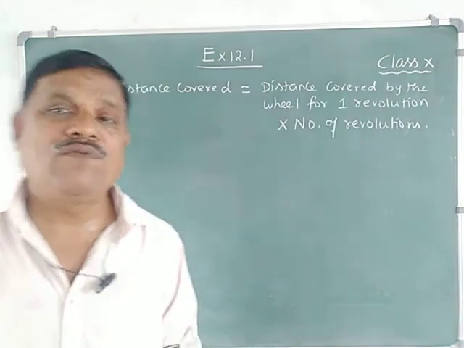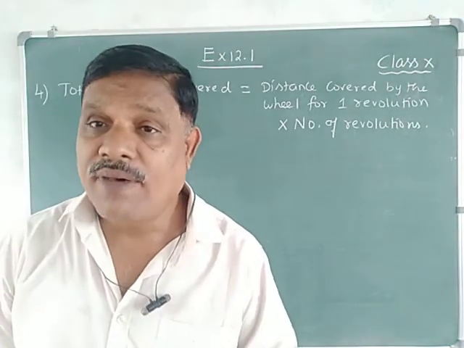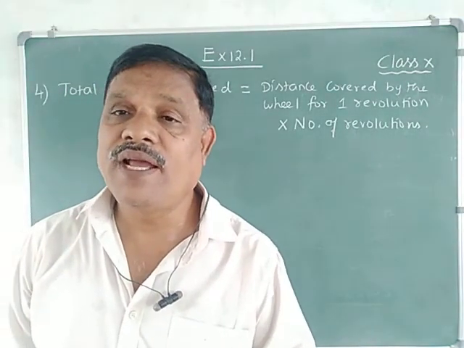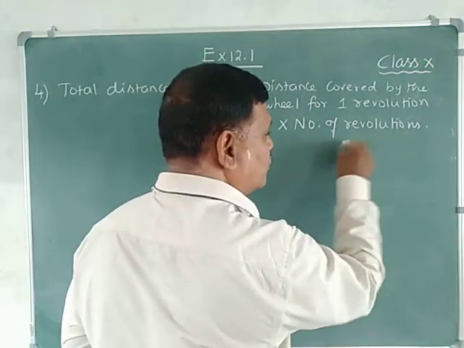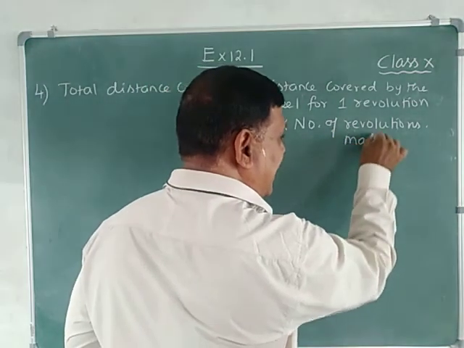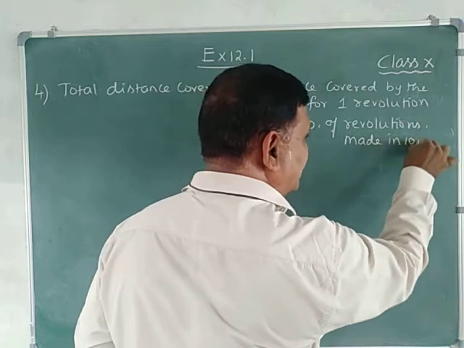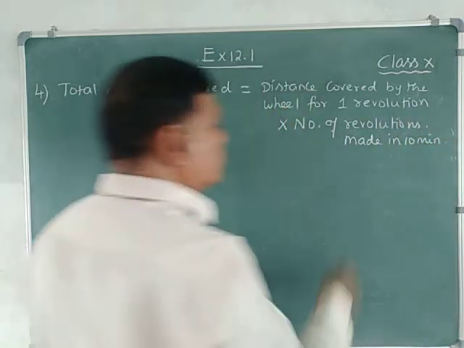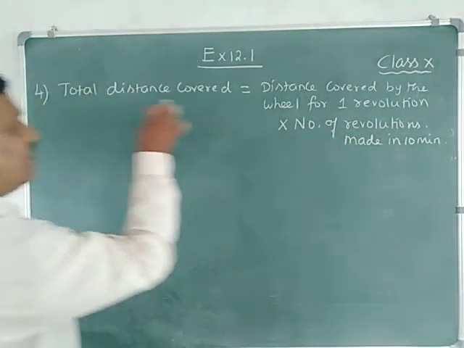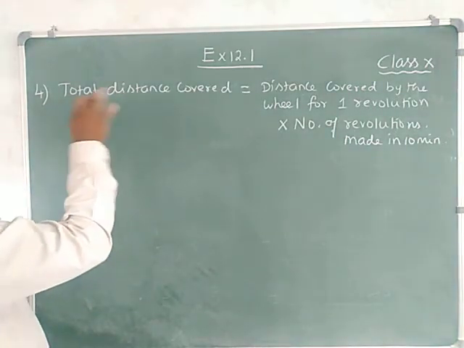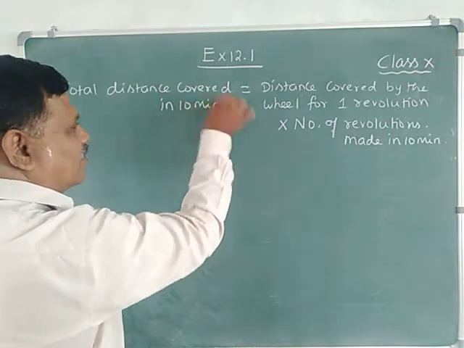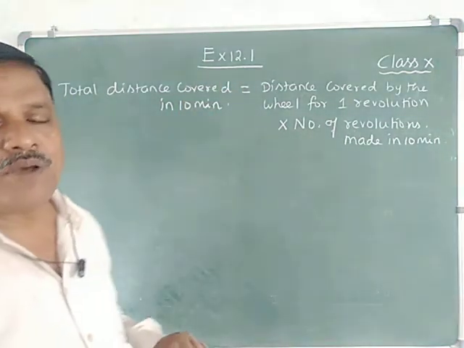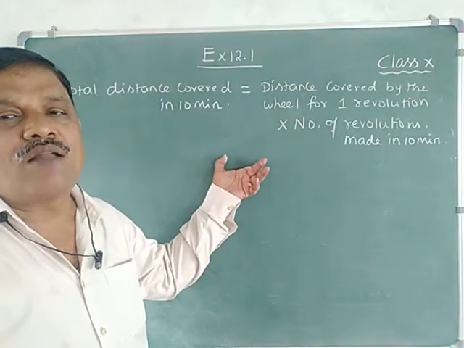Here, what is given, what do they ask you to find? Number of revolutions made by the wheel in 10 minutes. So here you have to find the number of revolutions made in how many minutes? 10 minutes, isn't it? So this time constant should be given in this also. So here what you get? Total distance covered in 10 minutes. Okay, so for this particular problem, we have to convert the formula like this.